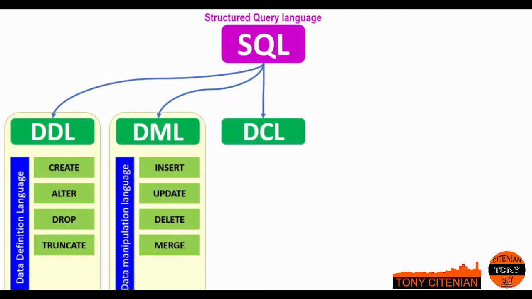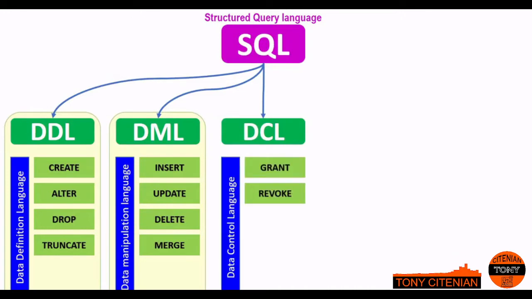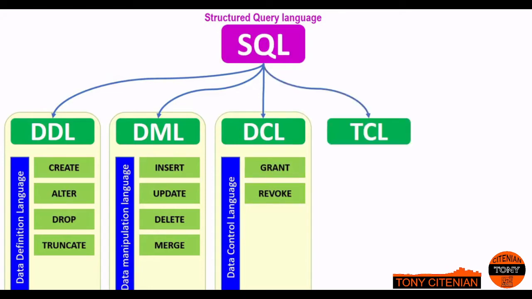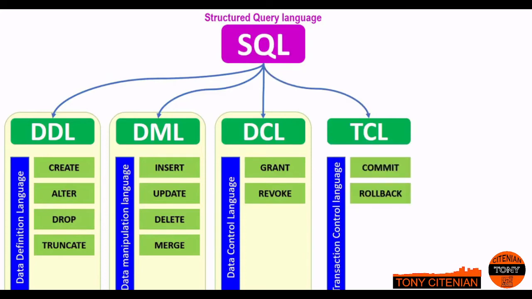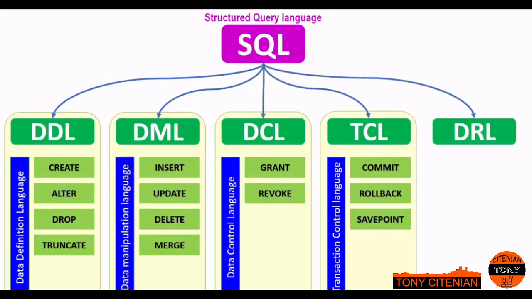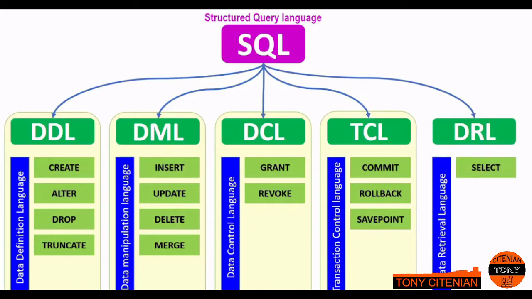We have a few other commands, though they are not part of this video. We will just see what all the commands are. The next is DCL, the data control language. Here we have the grant and revoke statements. Next is TCL, the transaction control language. We have commit, rollback, and savepoint. The next is DRL, data retrieval, which is nothing but the select statement. Except for DML, TCL and DRL, almost all the rest can be considered data definition language.